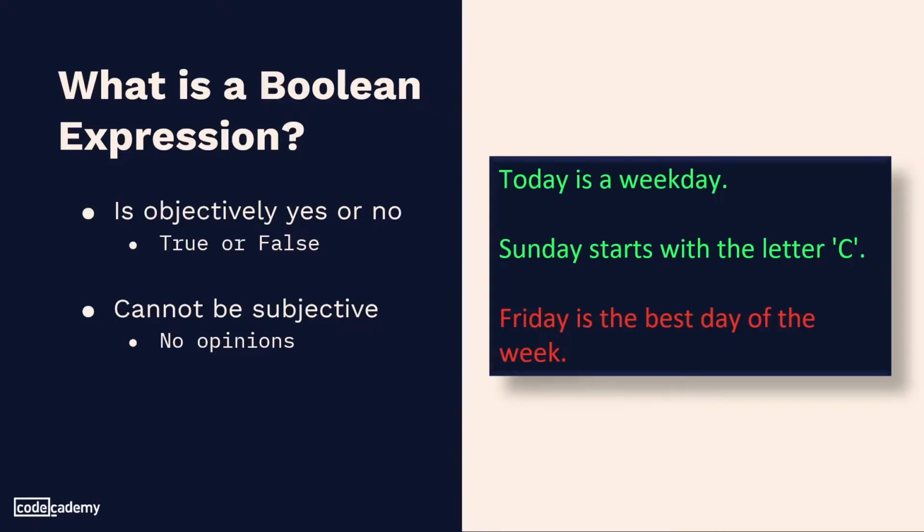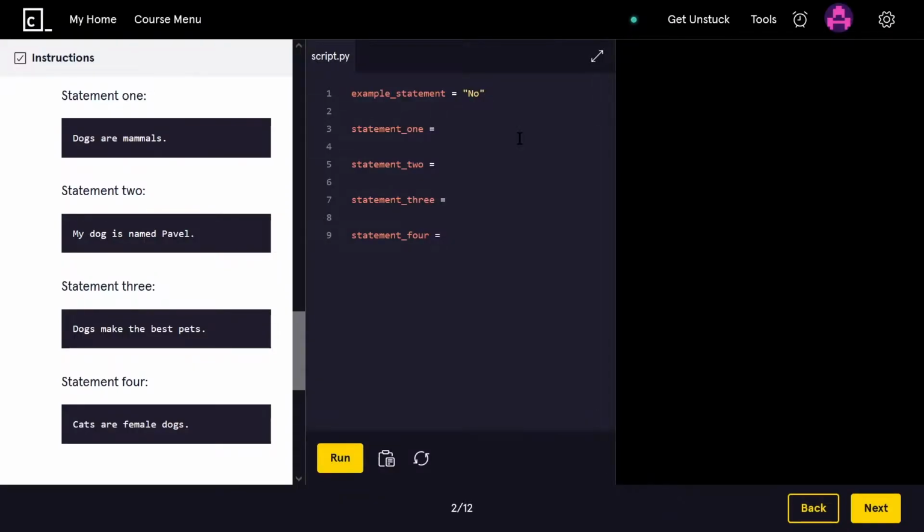Being able to determine whether something is a Boolean expression or not enables us to write effective control flow in our Python programs. This is because programming languages don't inherently know how to handle values that aren't concrete, like true or false. Now let's practice Boolean expressions by tackling the instructions portion of this exercise. The instructions ask us to answer whether or not each of these statements is a Boolean expression. For statement 1, we have dogs are mammals. This is a Boolean expression, since it has an objective yes or no answer, and it's not an opinion. Dogs are classified as mammals, so we'll write yes.